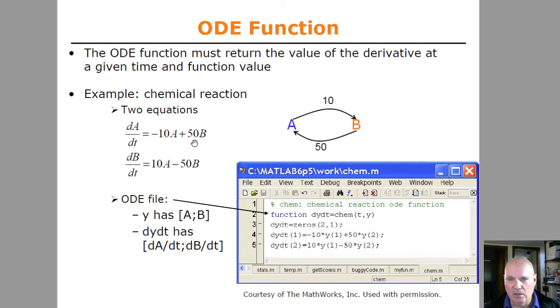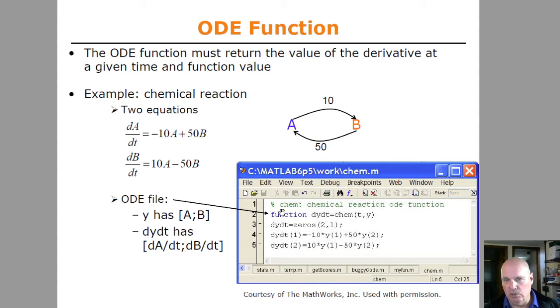Here we've got coupled first order systems. The derivative of A depends on the current values of A and B, and likewise the derivative of B depends on the current values of A and B. So we have to write a function that represents the derivative of this system, and that's done here. It's called chem. The y input vector is a two-element vector. It would have as its elements A and B, because those are the unknown variables in this system.